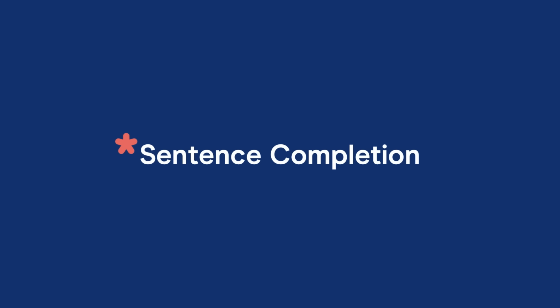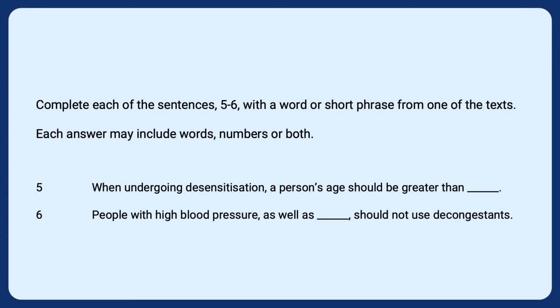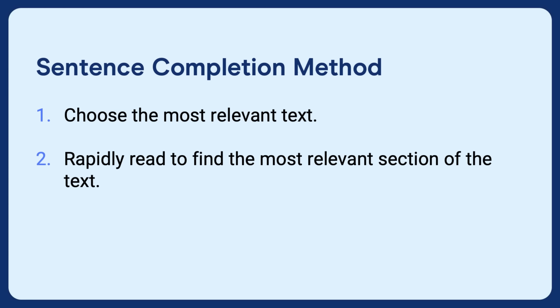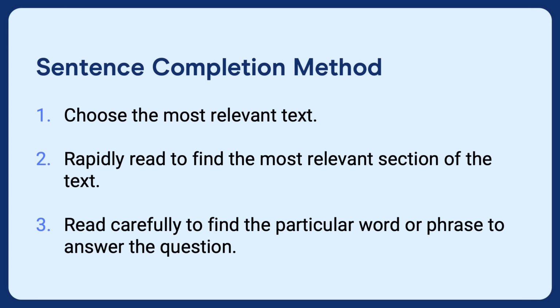All right, let's do sentence completion questions. They're really almost identical to short answer, except you have to fill a gap to complete the sentence. So the method is the same. First, according to the keywords in the question, you choose a text. Second, you rapidly read for the most relevant section of that text. And third, you then carefully read for the word, number, or phrase. The only thing with sentence completion questions is that you need to make sure the sentence makes sense once you've chosen the word, number, or phrase. It needs to make sense grammatically and in terms of meaning.